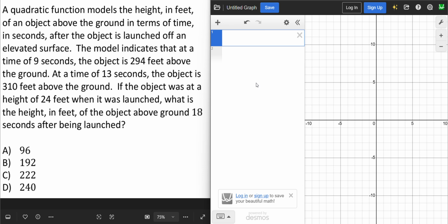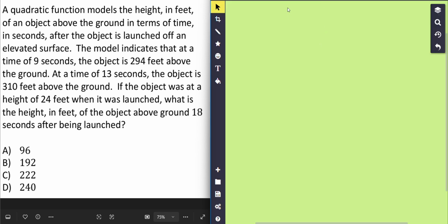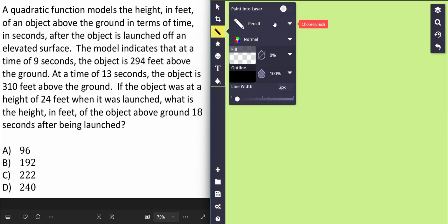Hello. So we are dealing with a quadratic function question. First we have to understand what this question has to say. For the sake of better visualization, I'm going to do some sketching here, and pardon me for such a bad drawing. Let's try to understand what the situation is here.